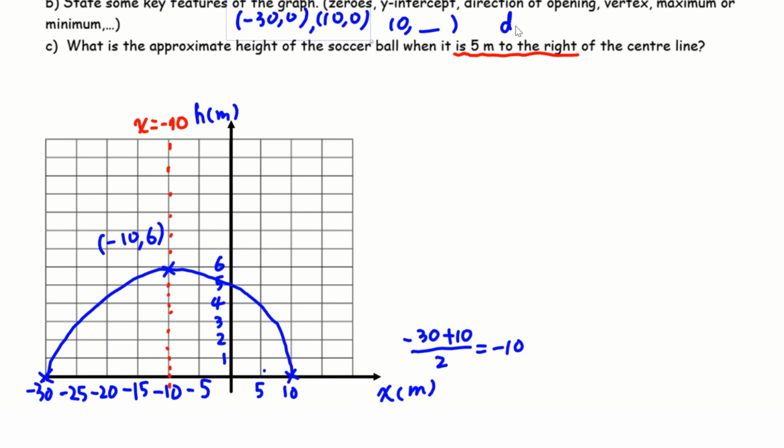Direction of opening is open down. The vertex is -10 and 6. Open down, then we have a maximum at the vertex. It is the y coordinate of the vertex.